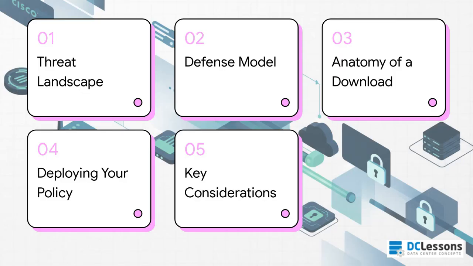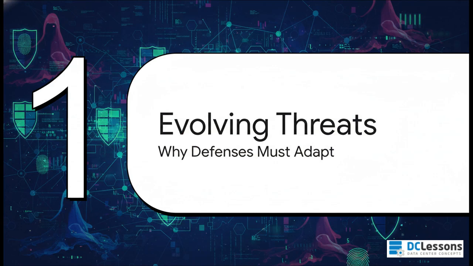Okay, so here's the game plan. We'll kick things off by understanding the kinds of threats we're really up against these days. Then we'll unpack Cisco's core defense strategy, this before, during, and after model. From there, we'll follow a single file on its journey to see exactly how this all works in real time. And finally, we'll jump into the configuration and wrap up with the key things you absolutely need to know to get started.